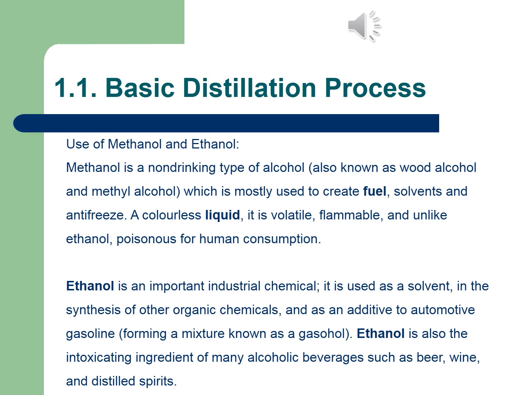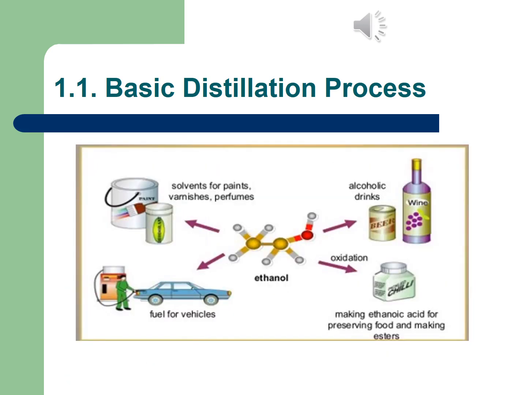Ethanol, on the other hand, is an important industrial chemical. It is used as a solvent in the synthesis of other organic chemicals and is an additive to automotive gasoline. Ethanol is also the intoxicating ingredient of many alcoholic beverages such as beer, wine, and distilled spirits. Okay, so if you closely look at the different components that one can actually get, maybe after a little bit of reworking here and there, one can actually produce solvents for paints, varnishes, perfumes, fuel for vehicles, alcoholic drinks, and also for the preservation of certain foods.